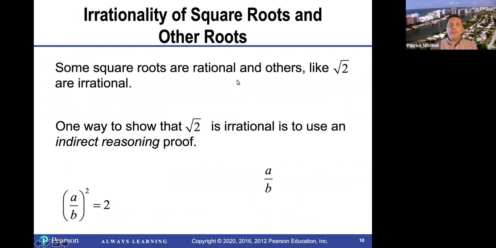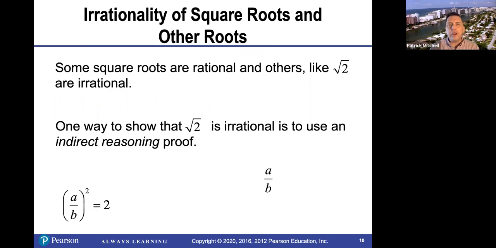All right, irrationality of square roots and other roots. Some square roots are rational. For example, the square root of 49 is just 7. The square root of 100 is 10. However, other square roots, like the square root of 2, are irrational.